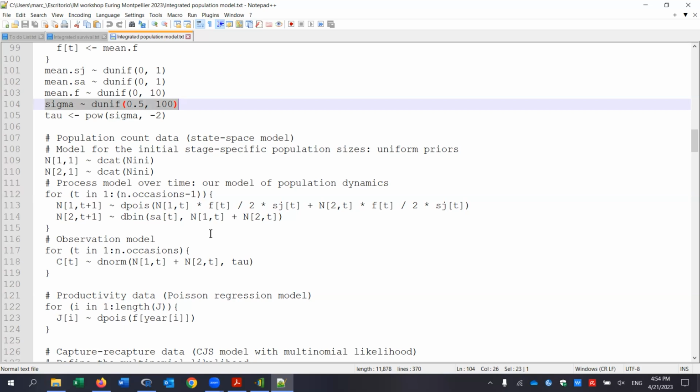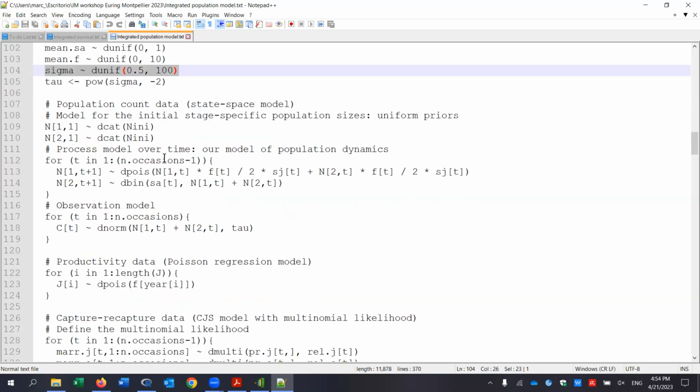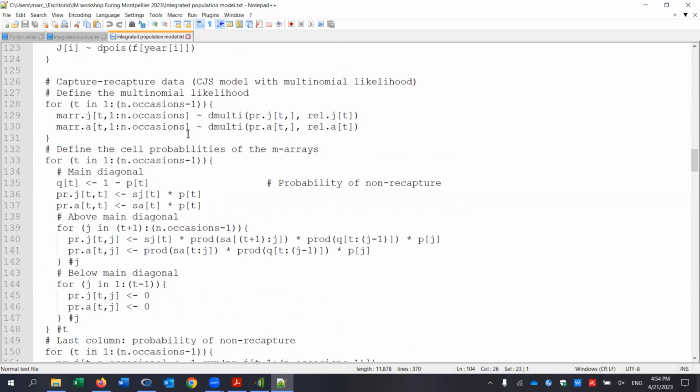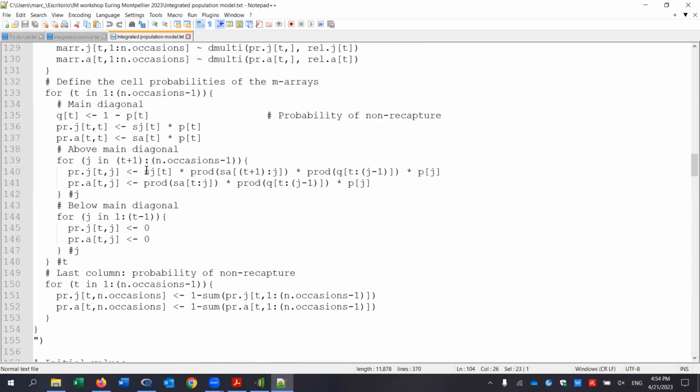Right, then this bit here is the likelihood for the capture-recapture data sets, so our M-array, similar to what we have seen before, but more complicated because we have the age structure here. We have two M-arrays, for the juveniles and for the adults, but the same principle.